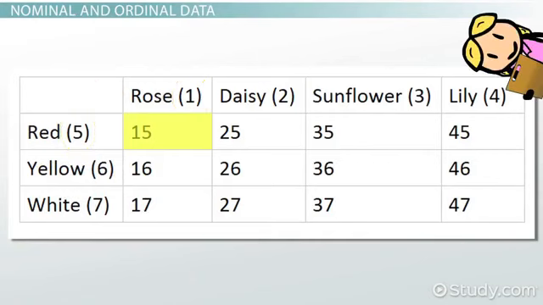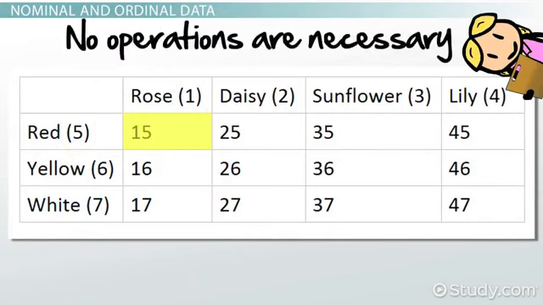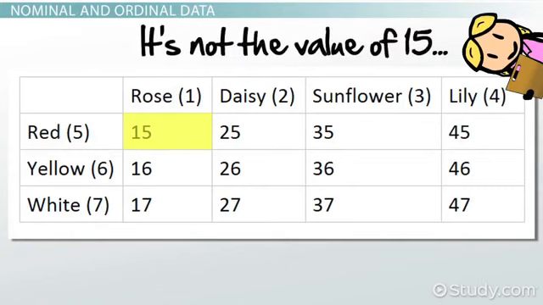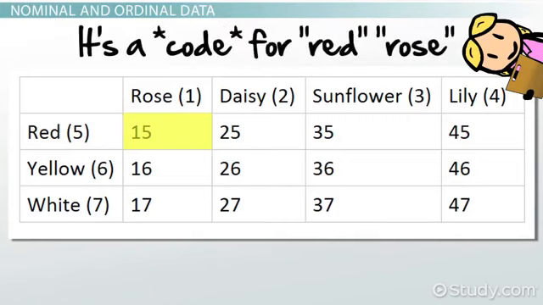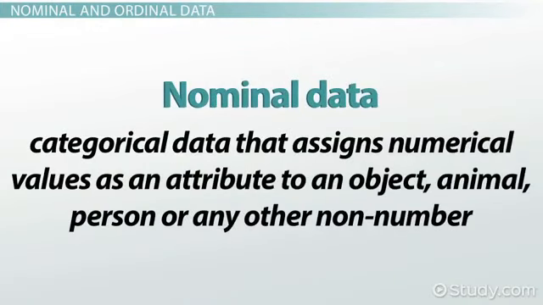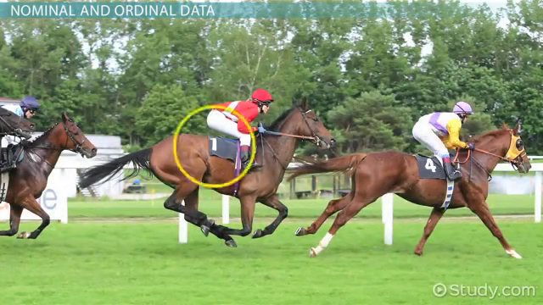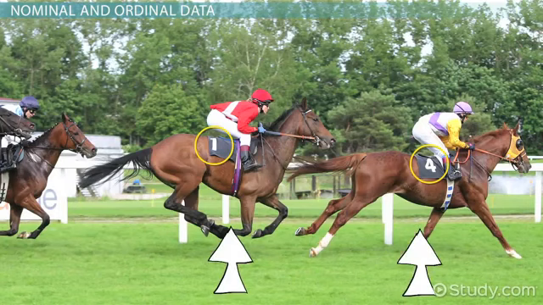As far as the data is concerned, the number 15 does not need to be added, subtracted, multiplied, divided, or ordered in any way. It does not have a value of 15. It is simply a code to indicate a red rose. This is an example of nominal data, or categorical data that assigns numerical values as an attribute to an object, animal, person, or any other non-number. This is similar to the numbers that are given to horses during a race. The numbers themselves have no value. They simply identify the horses.